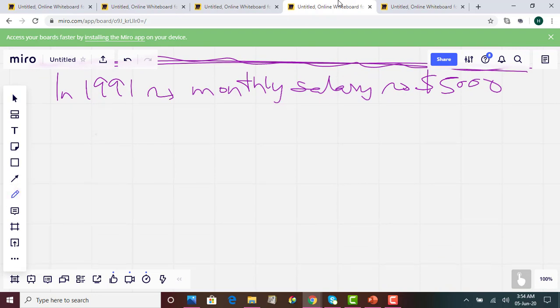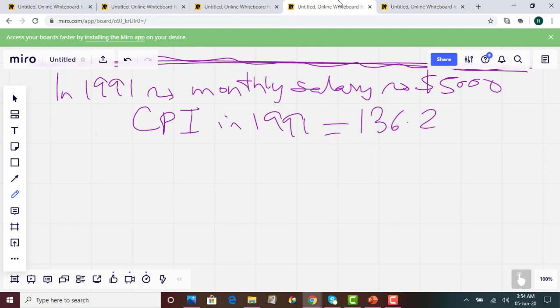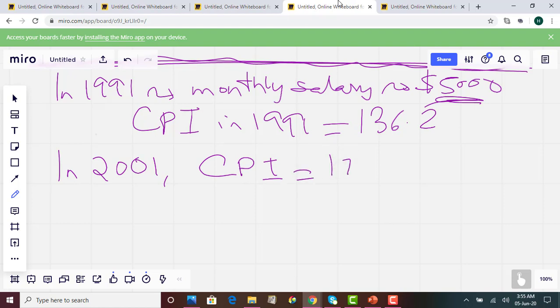So in 1991, the monthly salary was $5,000 and you are given that the CPI in 1991 is 136.2. So again, we know 1991 is not the base year, because if it was the base year, the CPI would be 100, but it's not. So we have to adjust this number for inflation. Remember this all the time. And then in 2001, your CPI is given equals to 177.1, and that's it. That is the information you're given.